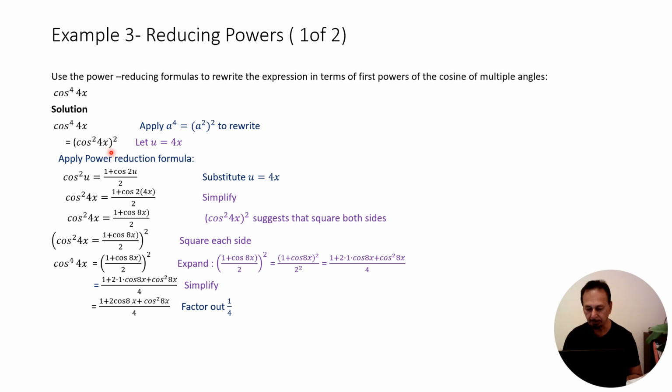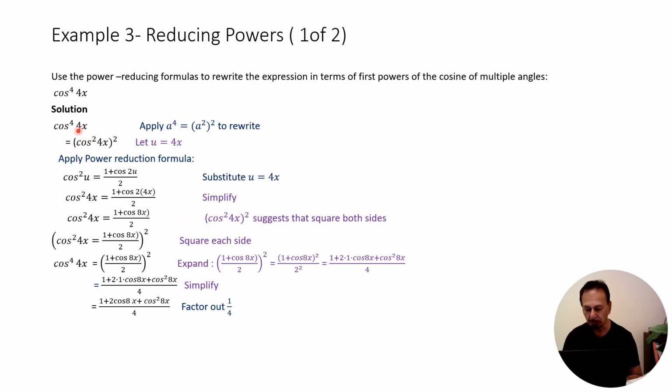So now we let here u is equal to 4x. And this is the power reducing formula for cosine square u equals 1 plus cosine 2u over 2. So we substitute u equal to 4x. So this becomes cosine square 4x equals 1 plus cosine 2 times 4x over 2, which reduces to 1 plus cosine 8x over 2.